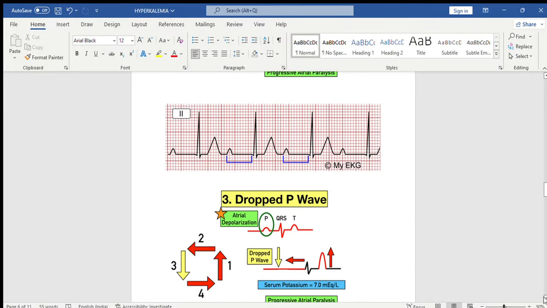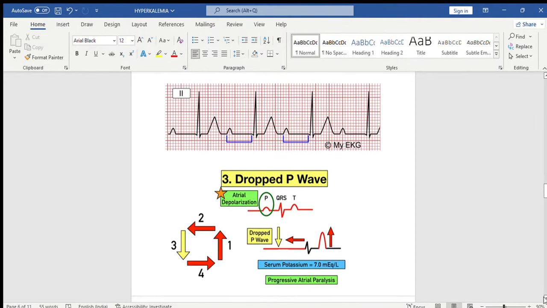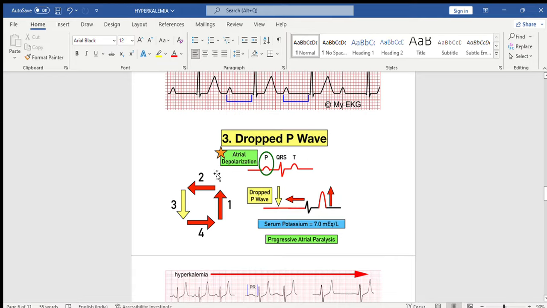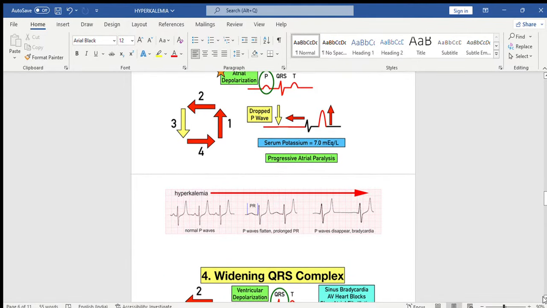What's the third change that can happen? There can be absent P waves. Why? Again, atrial depolarization. P represents atrial depolarization. So there is a delay in depolarization happening because of a delay in repolarization. So as a result, the P wave can be absent. A potassium of around 7, 7.5 can result in an absent P wave.